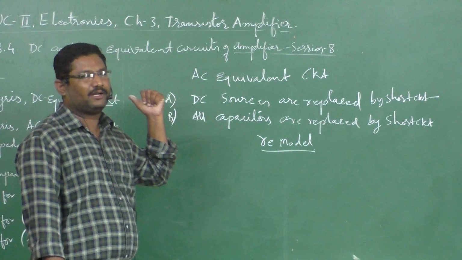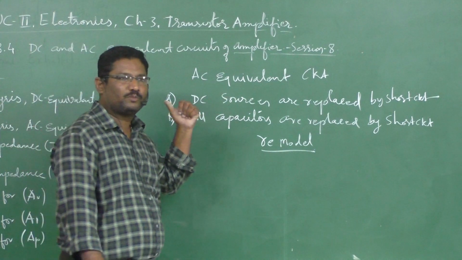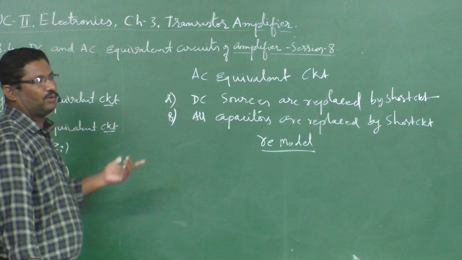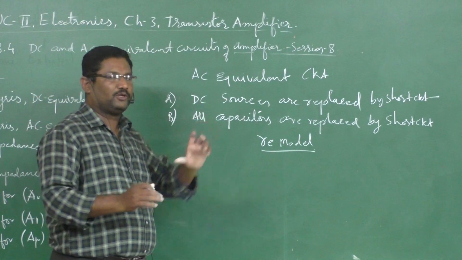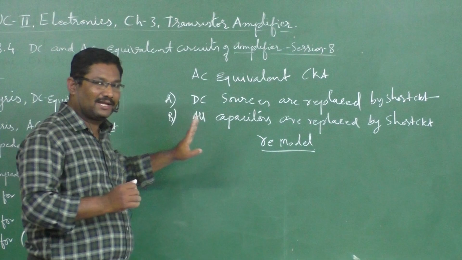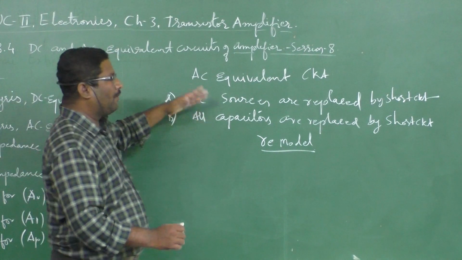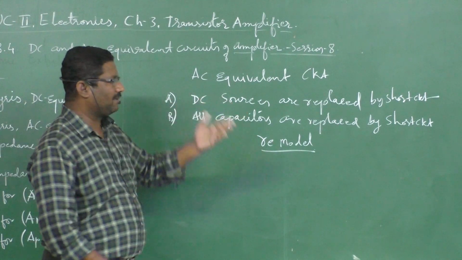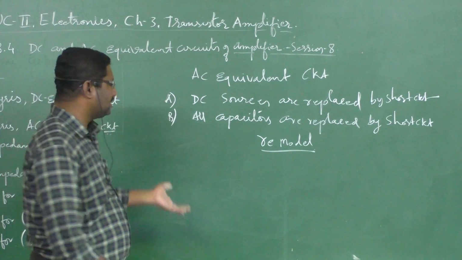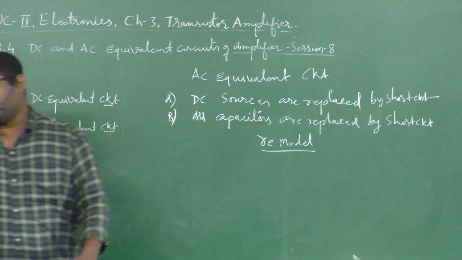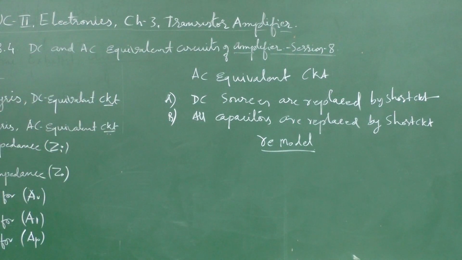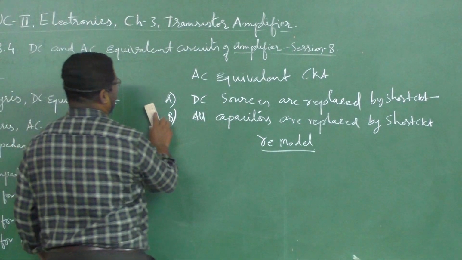Earlier, when we wanted to write the DC equivalent circuit, we needed to remove all AC components, and then we needed to remove the capacitors. But here, DC sources should be replaced by short circuit, and all capacitors are replaced by short circuit. That is also known as the re model. So this is the condition for the AC equivalent circuit.